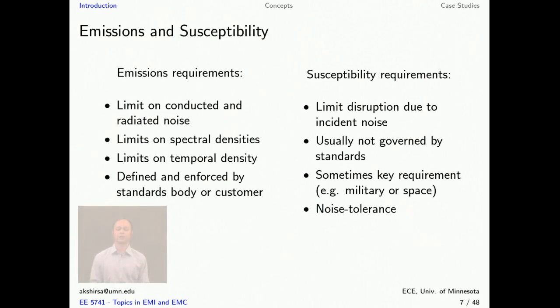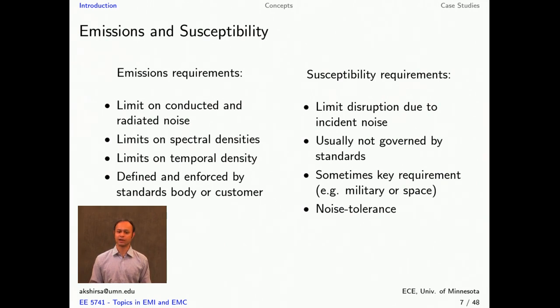Now let's look at emissions and susceptibility, which are two sides of the electromagnetic compatibility that we talked about earlier. They are somewhat two sides of the same coin in some sense. Now, emissions requirements basically talk about how much electromagnetic energy can be radiated or emitted by a product. There are limits on both conducted and radiated noise. We'll see what conducted and radiated noise mean in later slides.